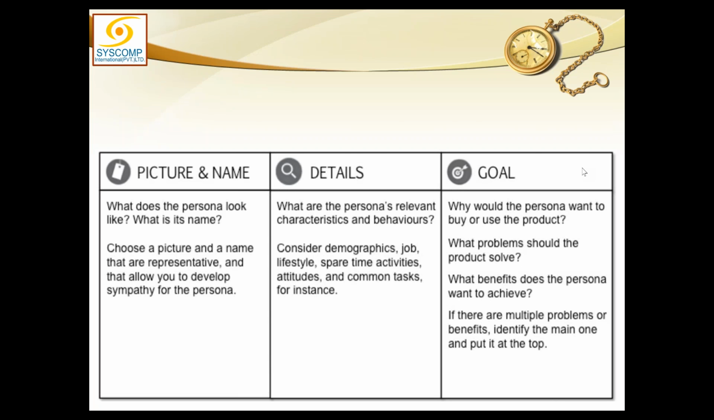All right, sir. This is an example. You will have to provide the picture and a name to that person. What does the persona look like? What is its name? Choose a picture or a name. Then you provide the details about that persona, relevant characteristics and behaviors. Consider demographic, job style, spare time, etc. And then you provide the goals. Why would the persona want to buy or use the product? What problem should the product solve? So what are the goals of this persona?